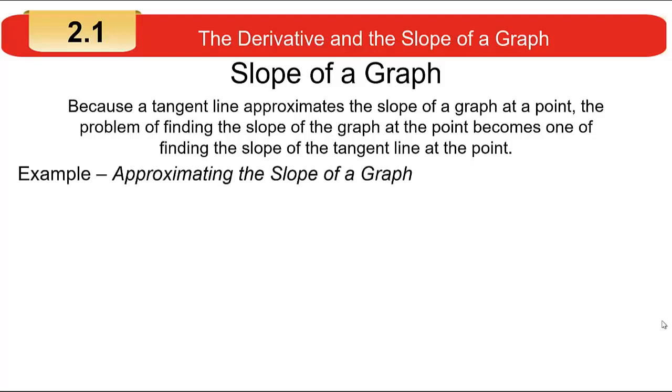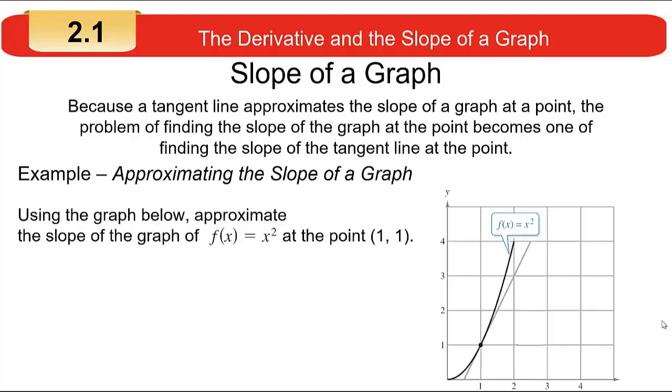Here's an example. Suppose I wanted to find the slope of the graph f of x equal x squared at the point 1, 1. You can see a portion of the graph displayed on the right. The function itself, f of x equal x cubed, is labeled, but at the point 1, 1, the tangent line is drawn in. Now that tangent line has a slope, and the slope of that tangent line will be our measure of the rate of change in that graph at that point.